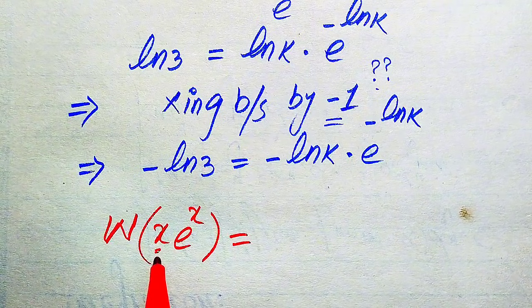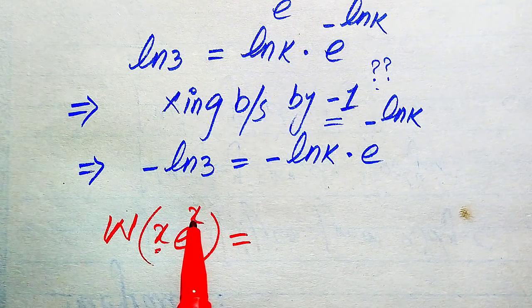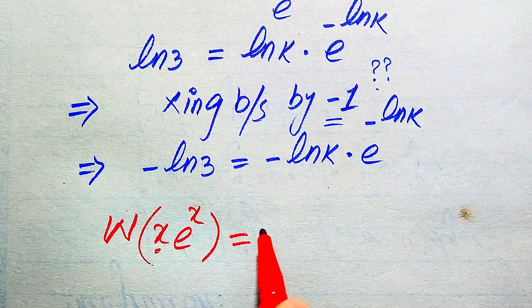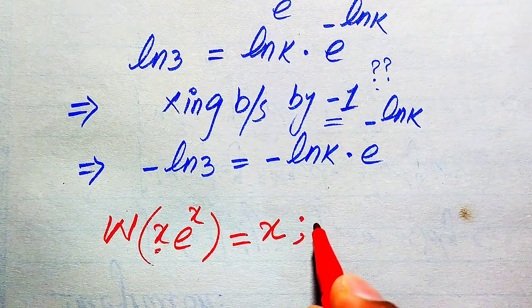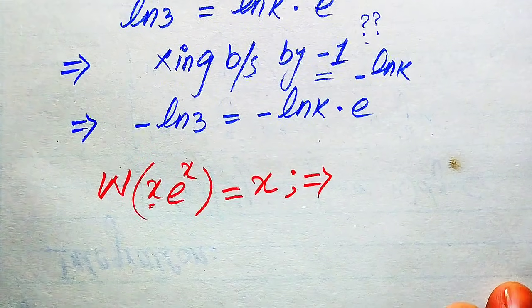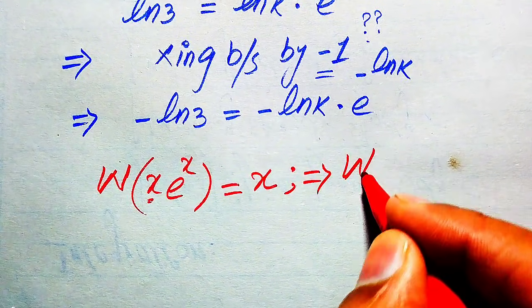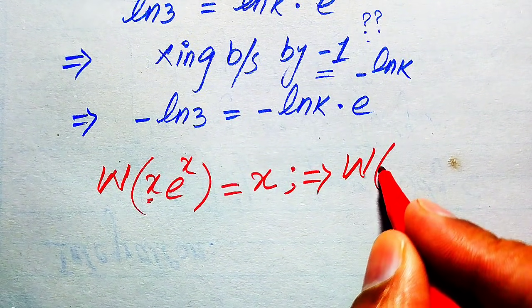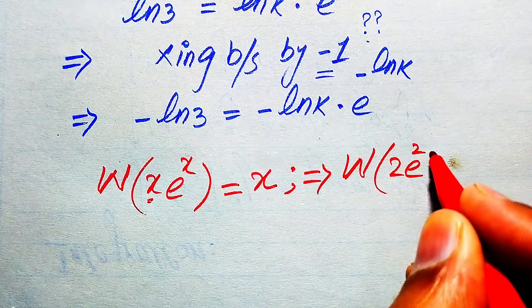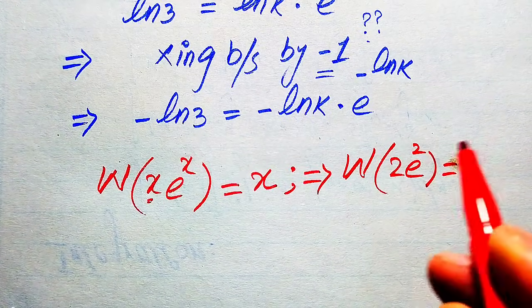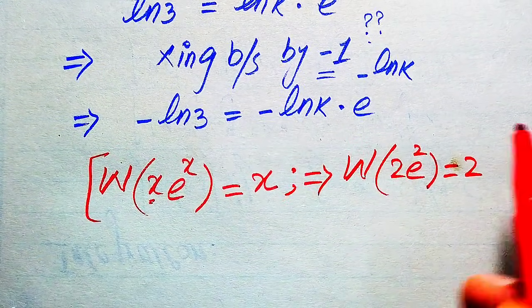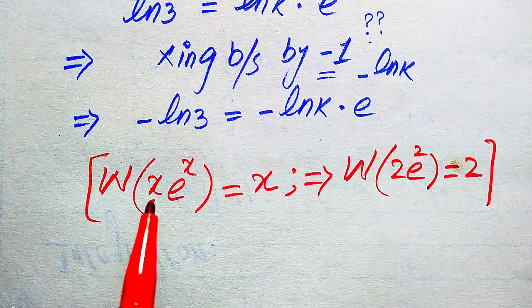So the output of this type of function is equal to the exponent of e. Here our exponent of e becomes x. For example, if you have a function in this form, W of 2 times e to the power of 2, the output of this function becomes 2 only.